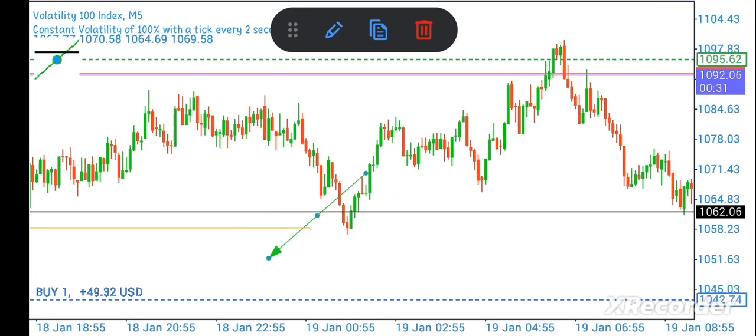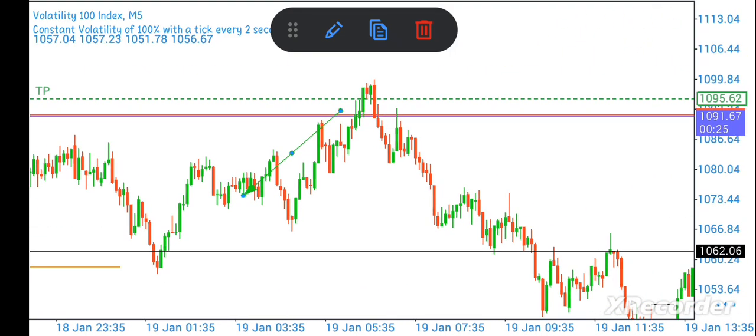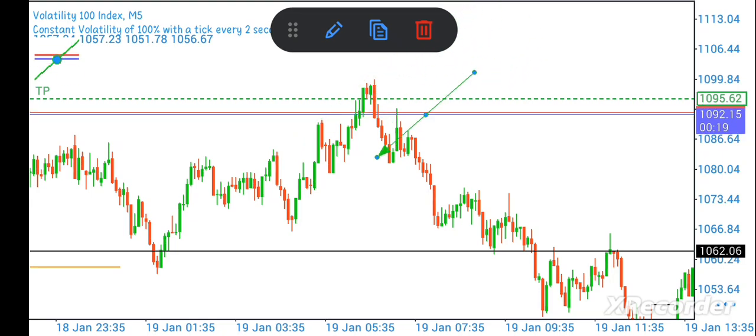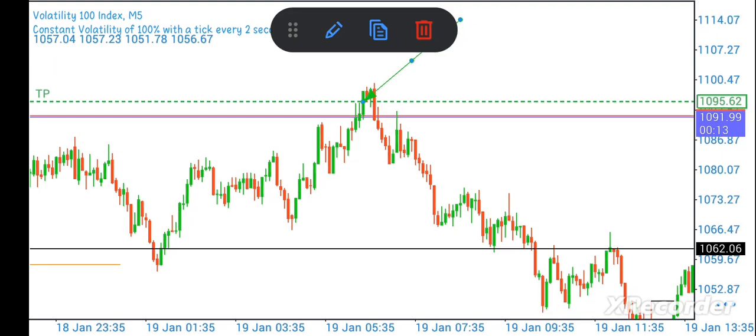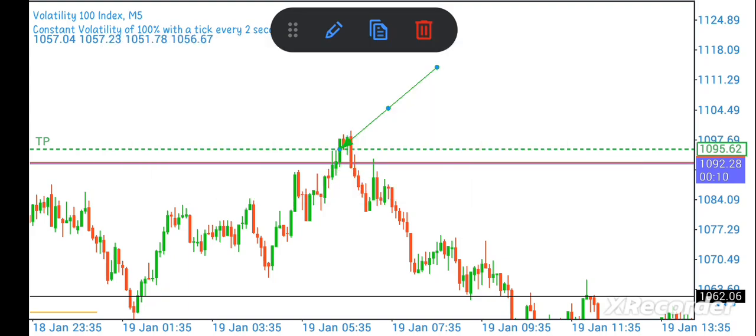You can see after taking out the inducement, price even made a break of structure to the upper side. This was where I deposited $5 to grab the sells. At this top, I deposited $5 to grab the sells, and it kicked me out. Actually, it blew my account, so I had to make another deposit again.